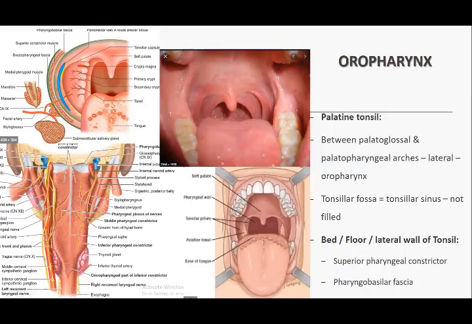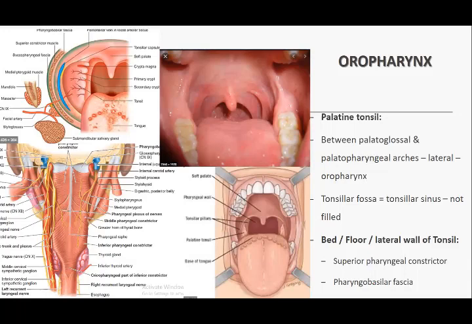Now, between the palatoglossal and the palatopharyngeal arches, you have this structure, a collection of lymphoid follicles, which is called the palatine tonsil. This palatine tonsil lies in the gap between the palatoglossal and the palatopharyngeal arch. This gap is called the tonsillar fossa, also called the tonsillar sinus. Be it tonsillar fossa or tonsillar sinus, it is the same thing.